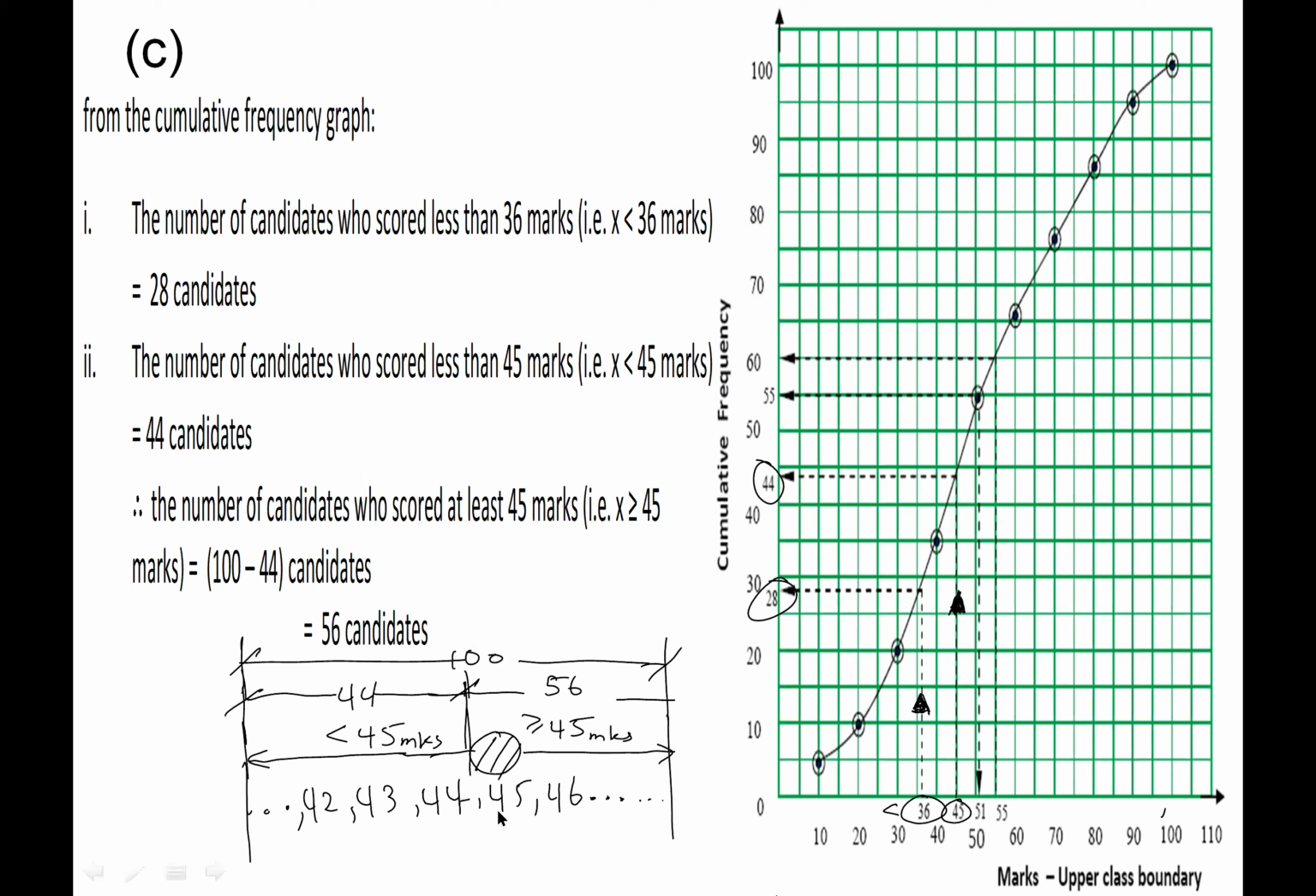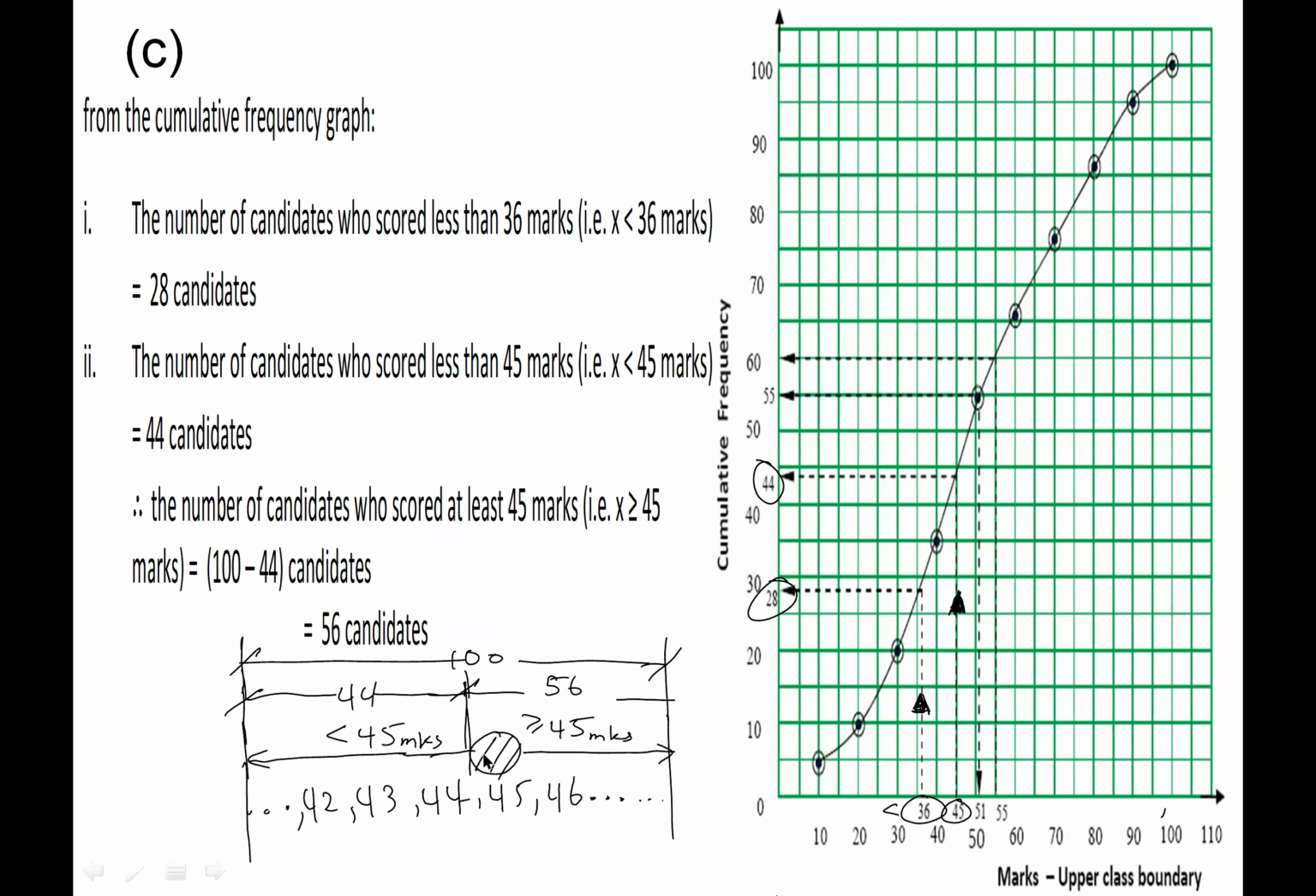So if 45 marks is here, 44, 43, 42, all the way to the end, and then on the other side, 46, 47, going all the way up. This is saying that there are 44 candidates scoring less than 45 marks.